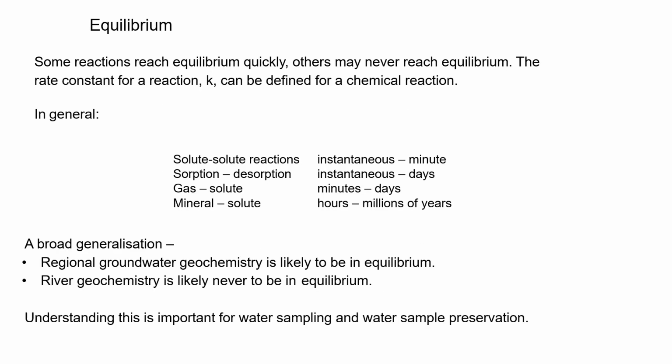We can also consider the equilibrium of a reaction and whether reactions reach equilibrium quickly, or maybe some will never reach equilibrium and they're continuously reacting very, very slowly. And in chemistry, there's a rate constant for a reaction, K, and that can be defined for every single chemical reaction. But in terms of systems, we're probably going to be more interested in some of the reactions that we're going to encounter at the Earth's surface or in the Earth's atmosphere. And I've listed here then some of the typical times that it takes for a reaction to complete based on the reaction type.